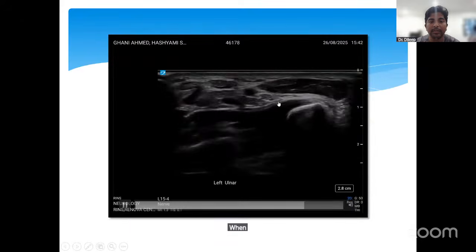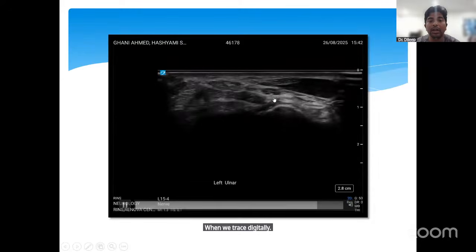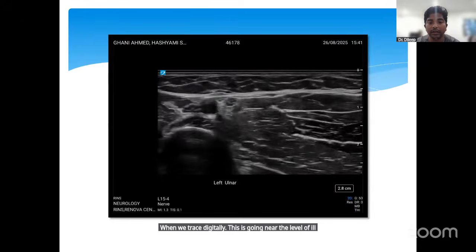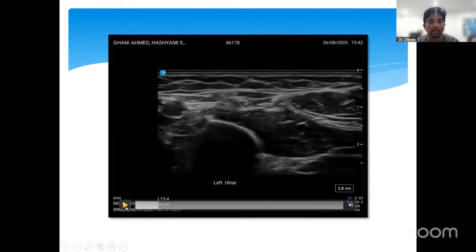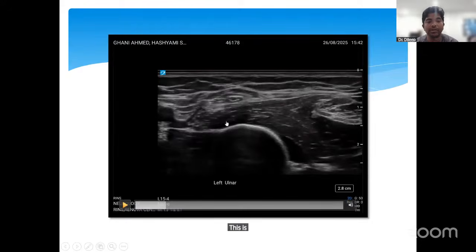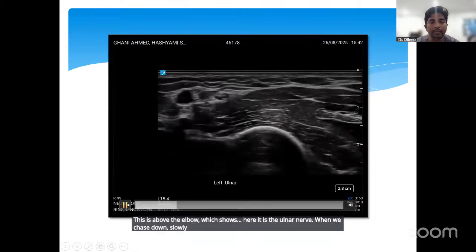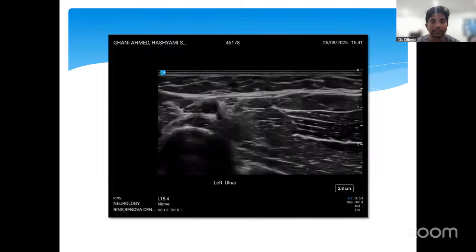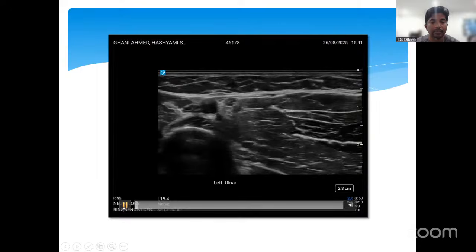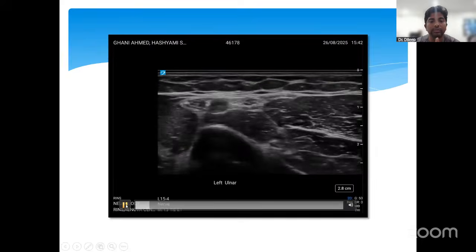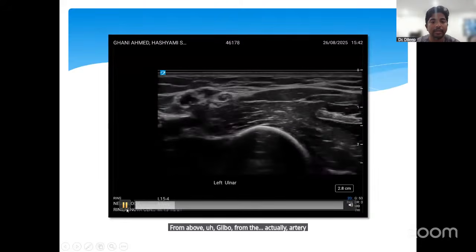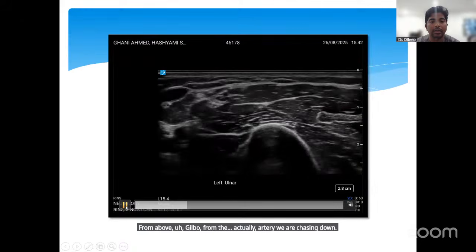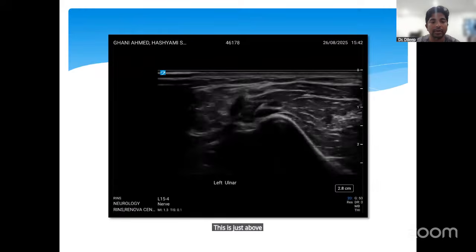When we trace distally, this is going near the level of the elbow here. One minute, I will pause and show. This is above the elbow, which shows here it is the ulnar nerve. When we trace down slowly from above the elbow, from the axillary artery, we are tracing down. This is just above the level of the elbow.